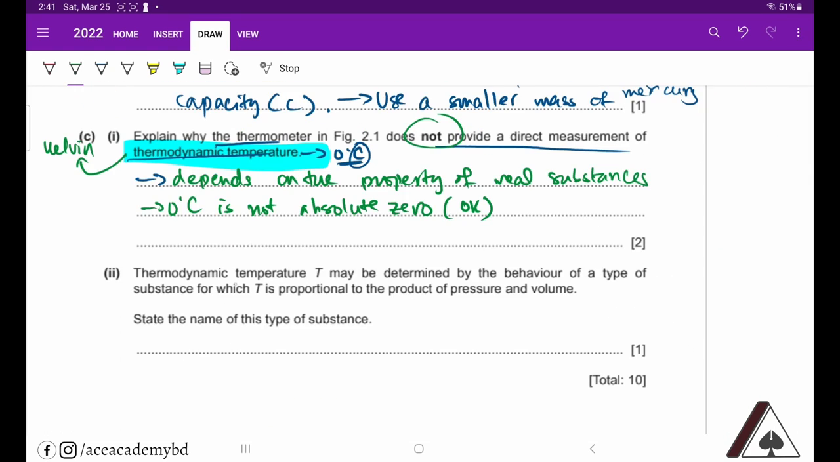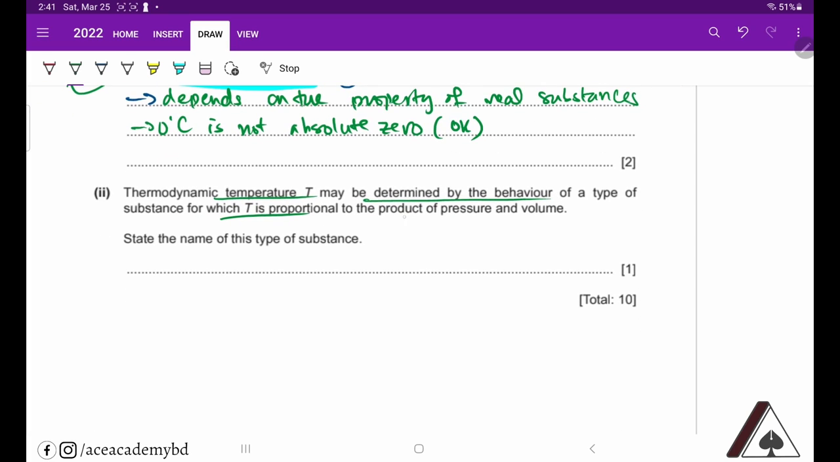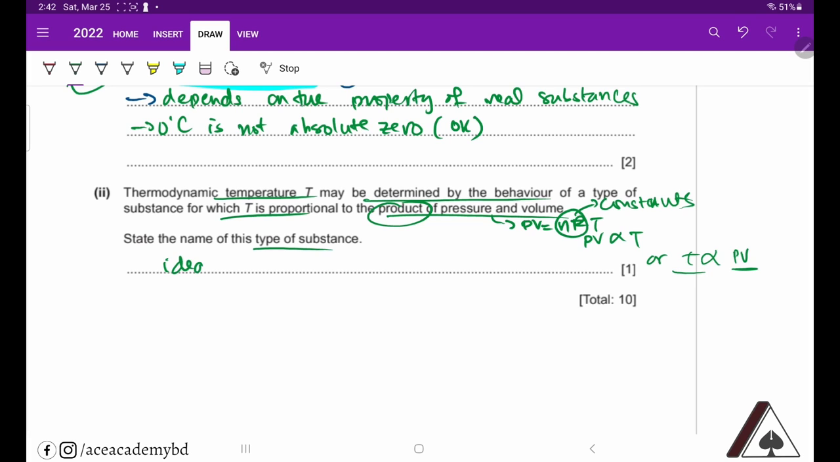Okay, we're moving on to the next part. In the next part, it says the thermodynamic temperature T can be determined by using the behavior of a dipole substance, but T is proportional to the product of pressure and volume. So we can just say directly from this question that it is talking about ideal gases, because we know the equation for ideal gases is PV equals nRT, where n and R are constants. So we can write PV is proportional to T, which is the same as T is proportional to the product of P and V. So it's basically ideal gas.